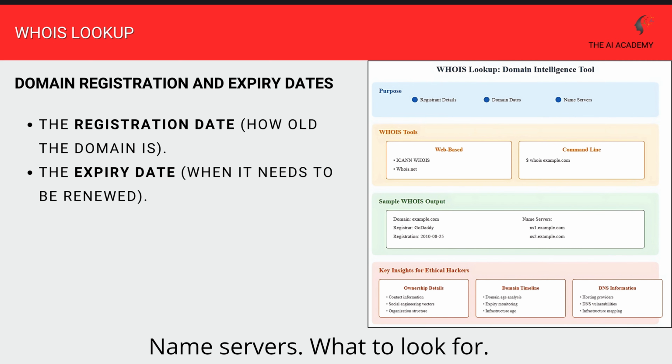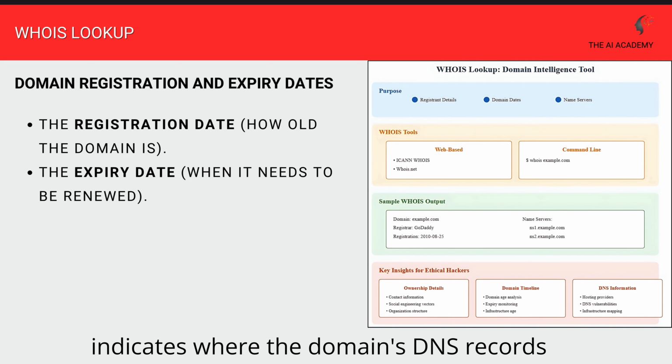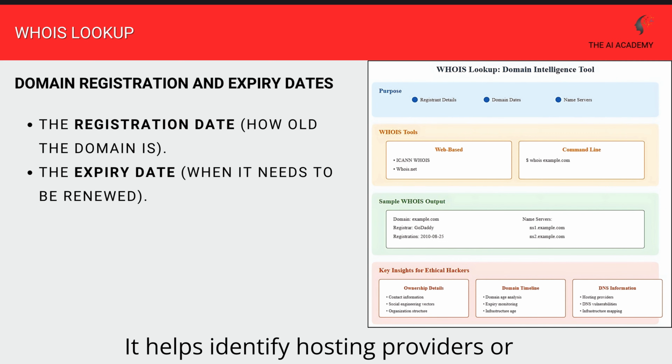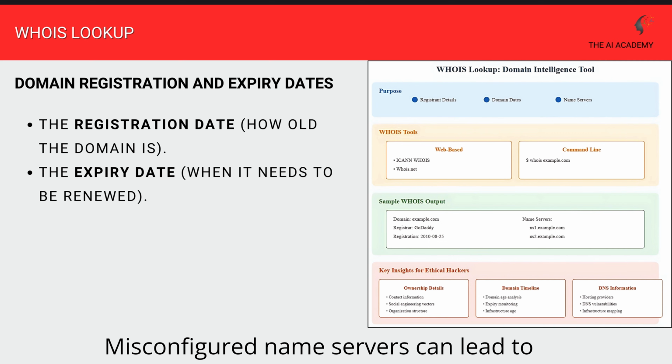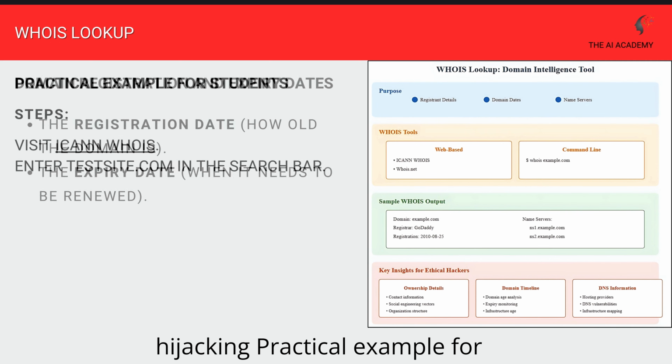Name servers. What to look for: the name servers, such as ns1.example.com, indicate where the domain's DNS records are managed. Why it's useful: it helps identify hosting providers or DNS service providers. Misconfigured name servers can lead to DNS vulnerabilities, such as DNS hijacking.